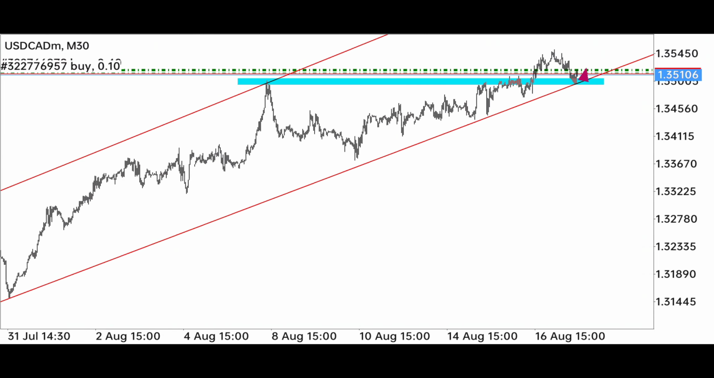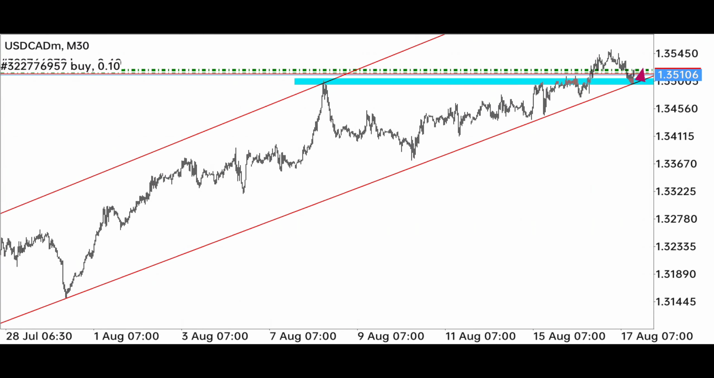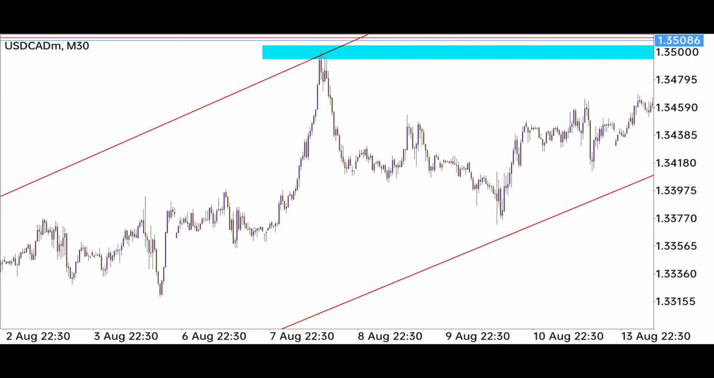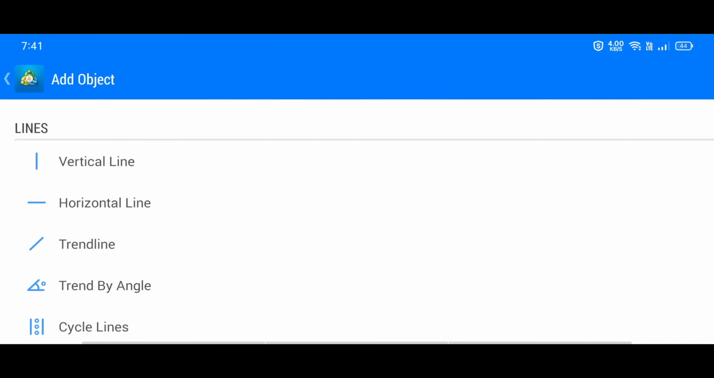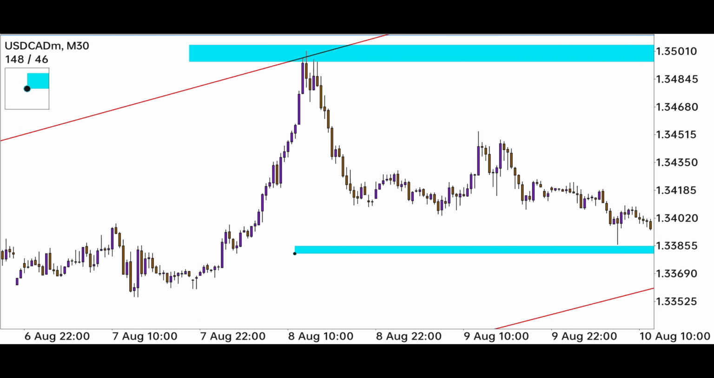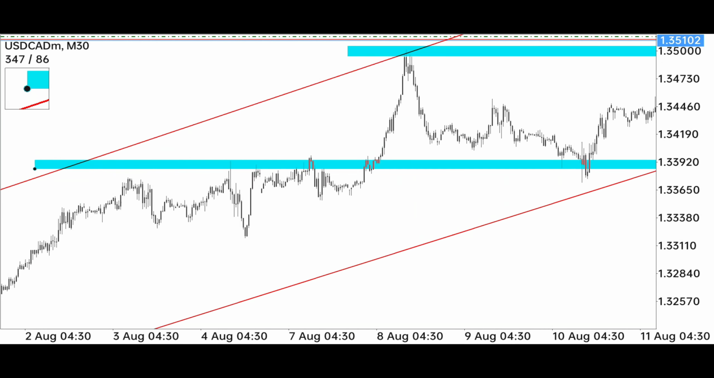Guys, here we will draw another rectangle level from which we will get more good signals of the uptrend. It will help you to understand the pattern of the market. This is another strong support resistance level. At this level the market has created support and resistance points. Here the market has reversed very nicely.